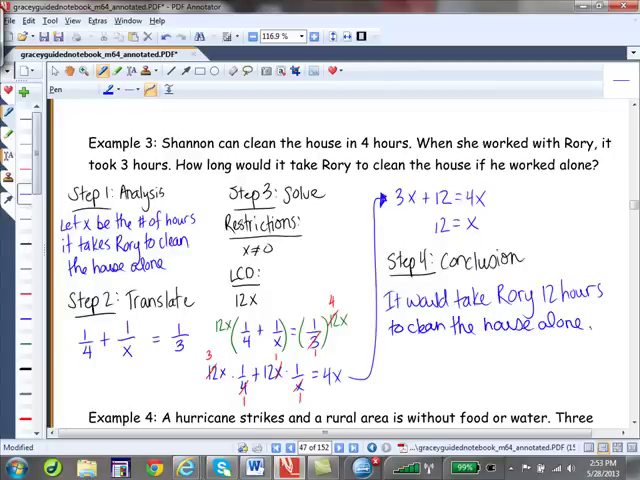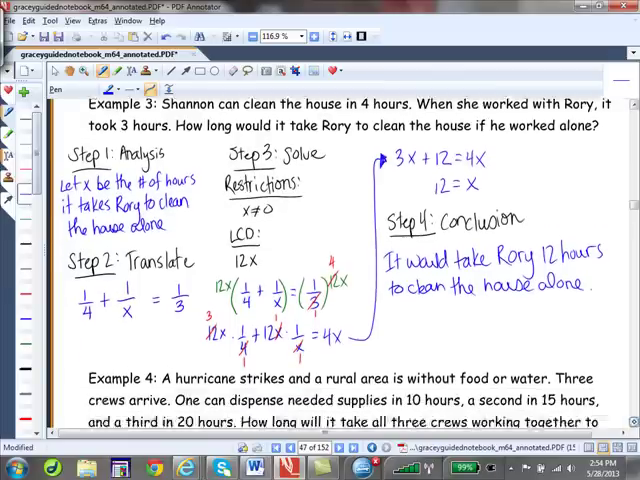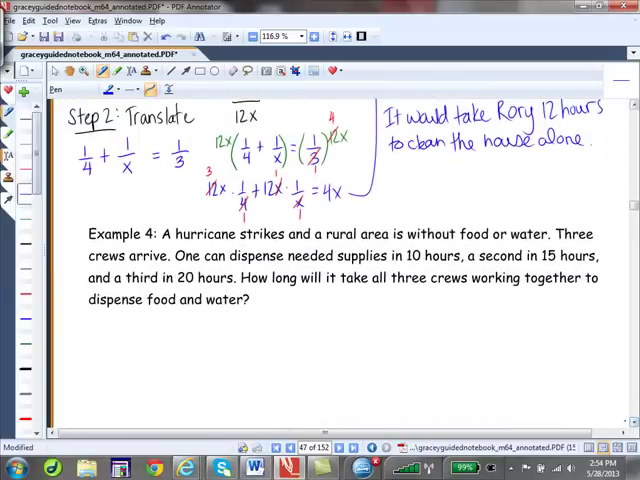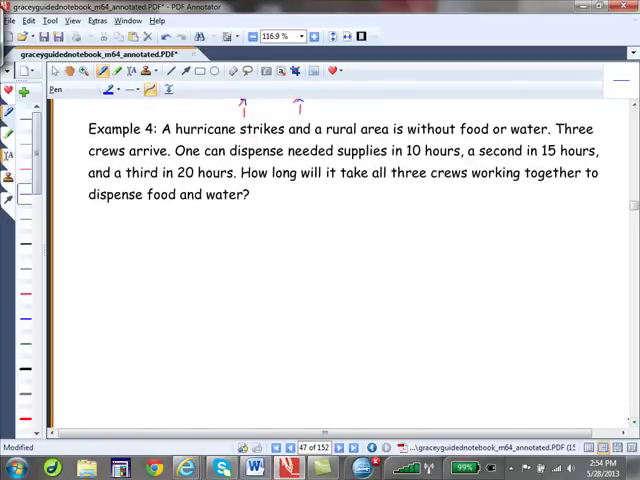So just to recap, the 1/4 was the portion of the job I could complete in 1 hour. The 1/x is the portion of the job Rory could complete in 1 hour. And the 1/3 was the portion of the job that Rory and I could complete together in 1 hour. So you can extend this to have more than two people or crews working together. So here's another example of a work problem.